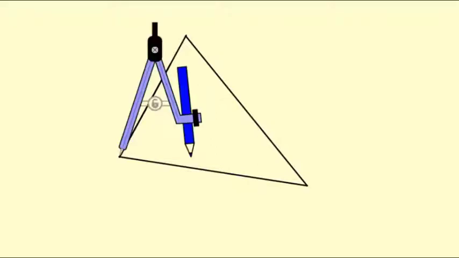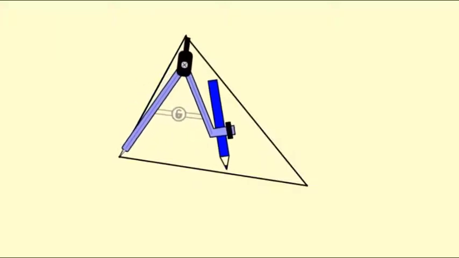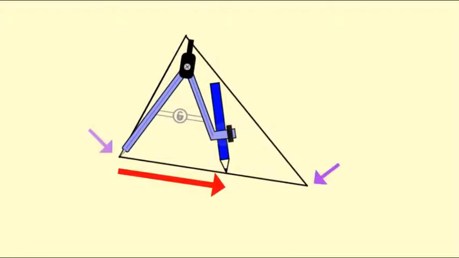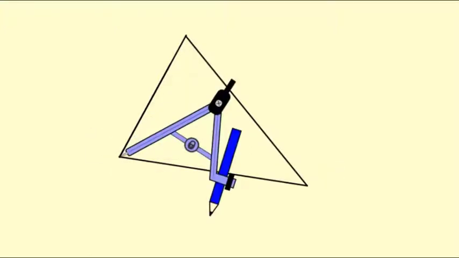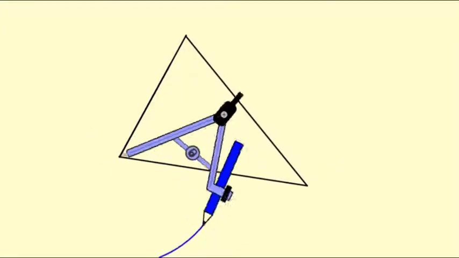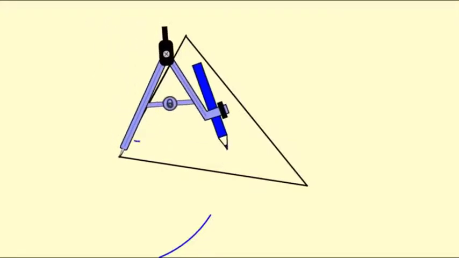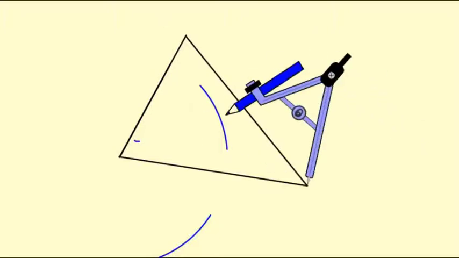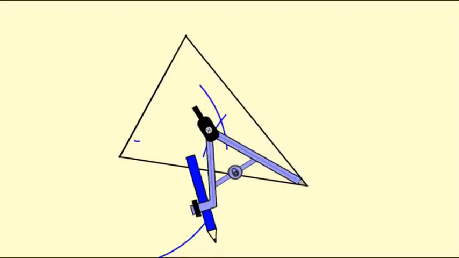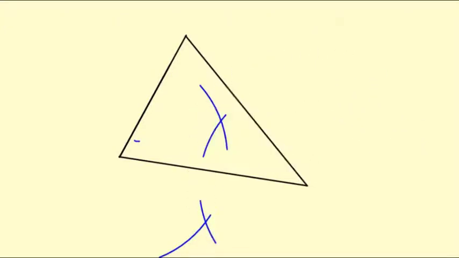Remember that when we construct the perpendicular bisector, we need to make sure that our compass is open over halfway between the two endpoints of the segment. Then we draw an arc below and above each of those endpoints. Now I use a ruler to connect those intersections.